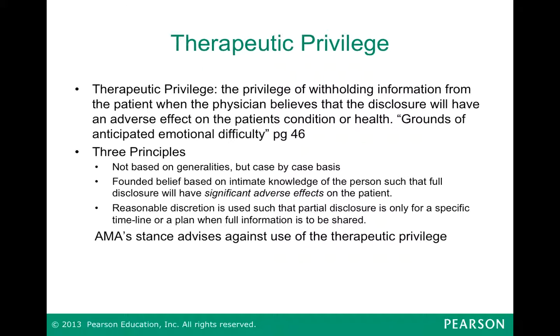The three principles that are noted in your book are that this should not be based on generalities, but really on a case-by-case basis. It needs to be founded on the belief that you have an intimate knowledge of this patient and that you're going to recognize that full disclosure of information might have significant adverse effects on the patient. And when you're utilizing the therapeutic privilege, reasonable discretion needs to be given so that there's just partial disclosure for a period of time or some sort of plan that full information is to be shared.